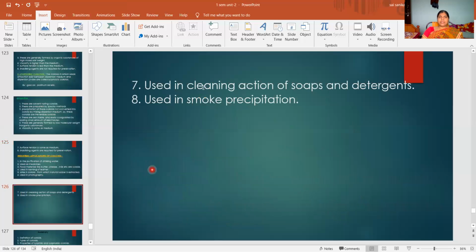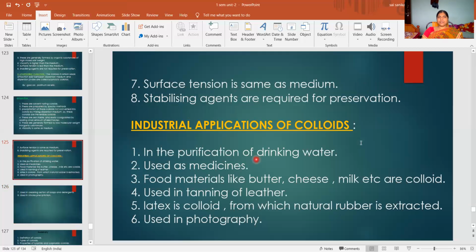photography. Then these colloids are used in cleaning action of soaps and detergents and in smoke precipitation. To reduce air pollution we use an electrostatic precipitator, where smoke precipitation is used. The smoke is a colloid, in which negative carbon particles are dispersed in gaseous medium. So these are some of the applications of colloids.